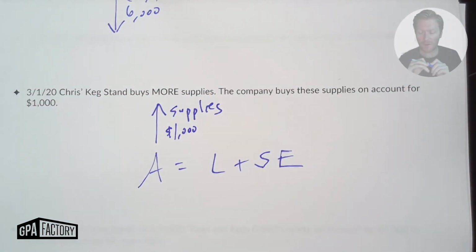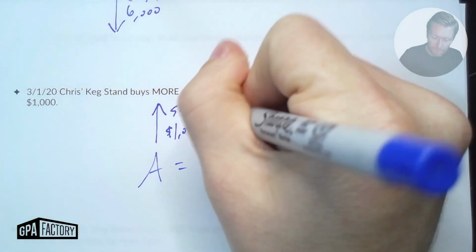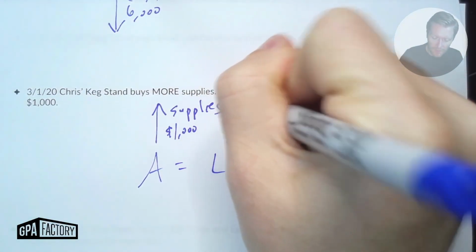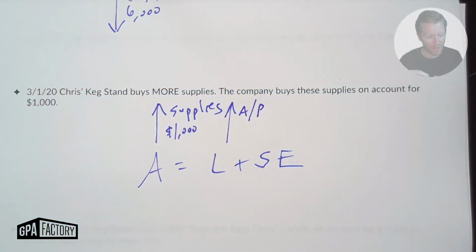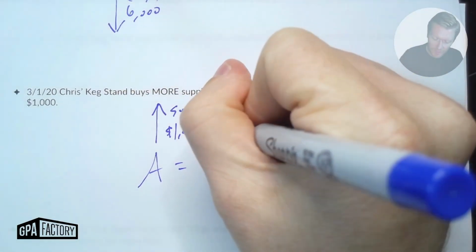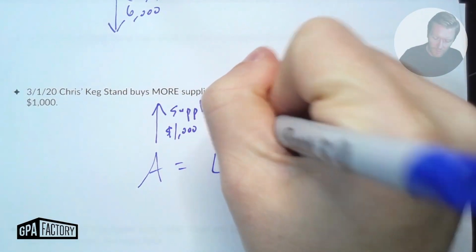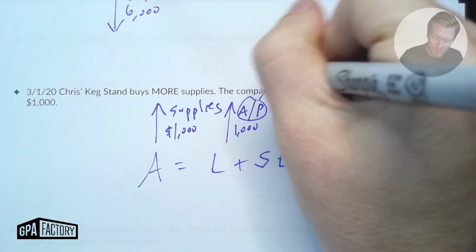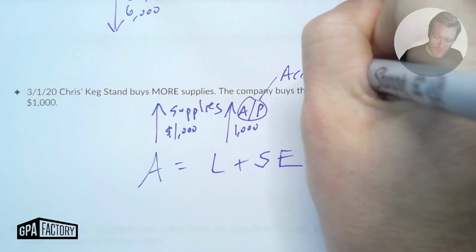But it's saying that we are paying for these on account. What does that mean? On account means that we are going to pay later. So we have now created the liability. And that liability is going to be AP, or A/P, accounts payable, for $1,000. So AP is accounts payable.